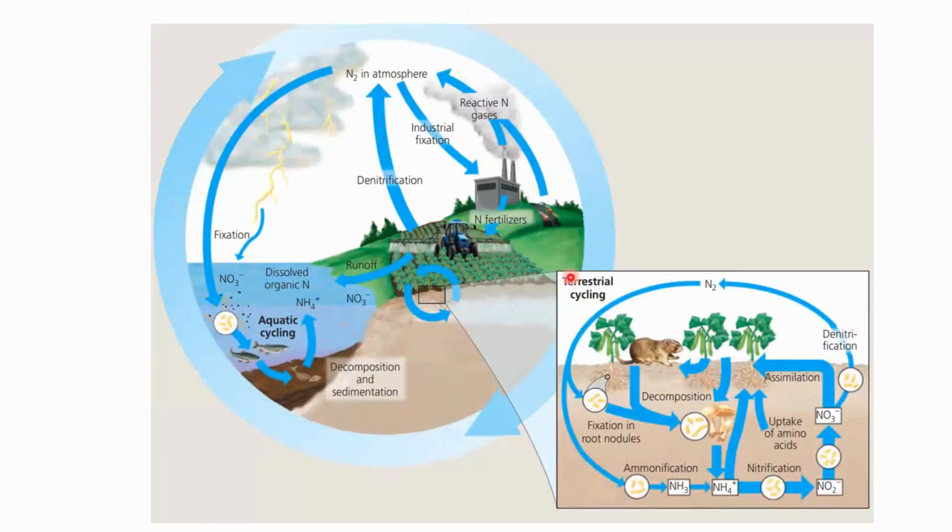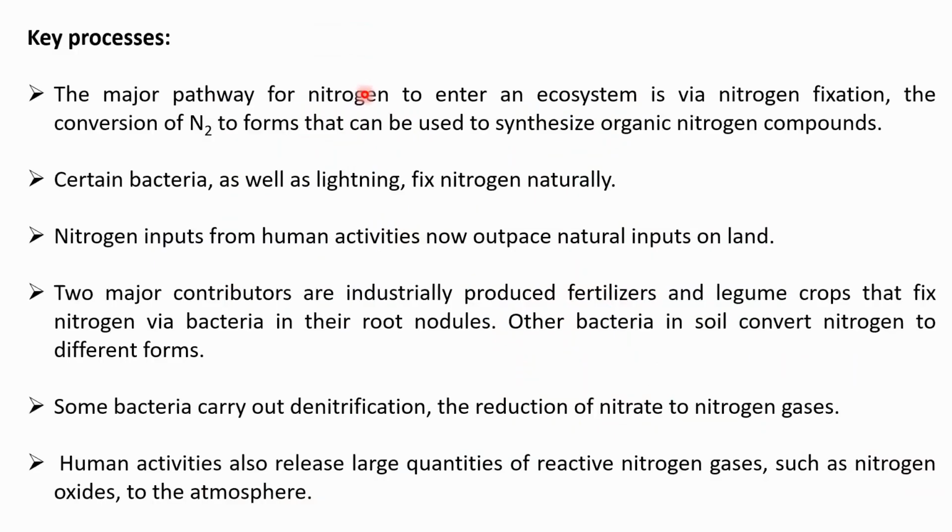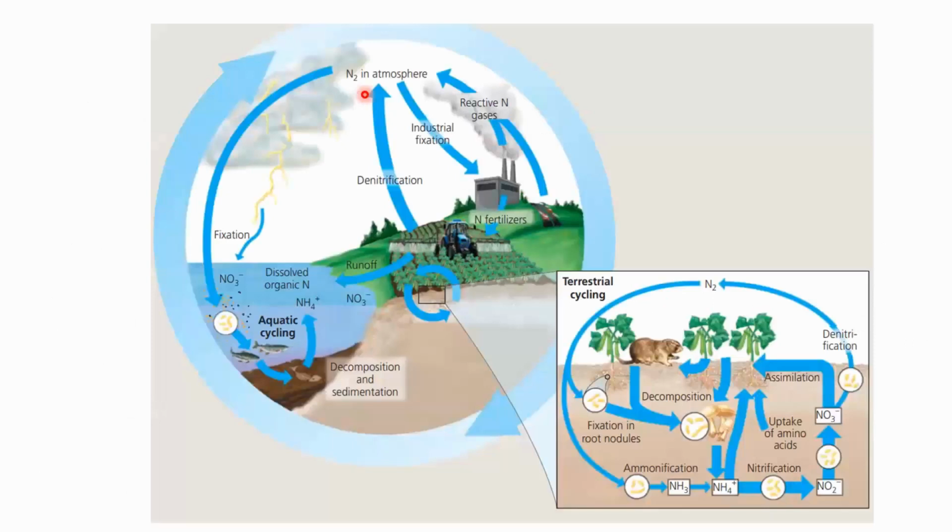Now, there are different processes that also take place. For example, the nitrogen fertilizers which are being used in the soil, or the industrial release of reactive nitrogen gases from the industries, lead to the release of more nitrogen into the atmosphere. And the process of denitrification by certain bacteria, where, as I mentioned, the nitrates are reduced to nitrogen, thus releases nitrogen back into the atmosphere.